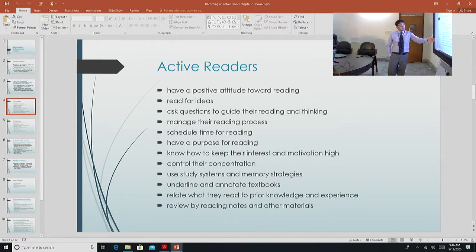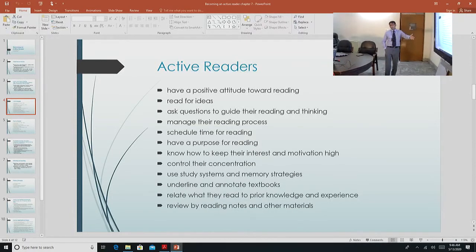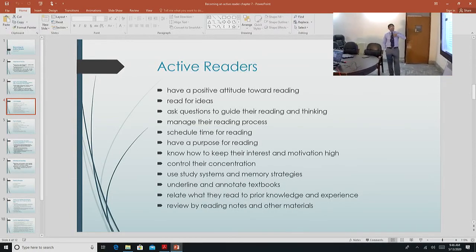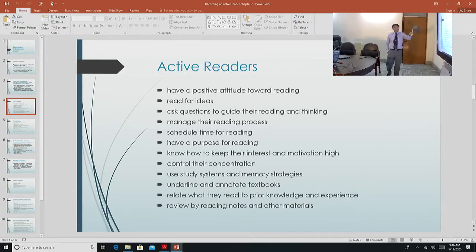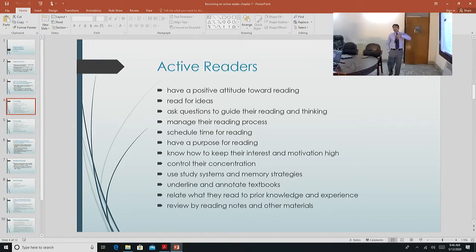Then relate what you read to prior knowledge and experience. That is very important. And I always try, when I am discussing with you, to relate it with my personal experiences, how I felt when I was a student, how I learned when I was a student.